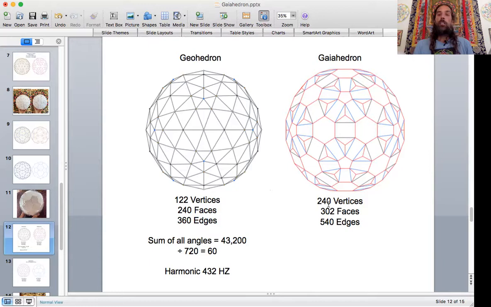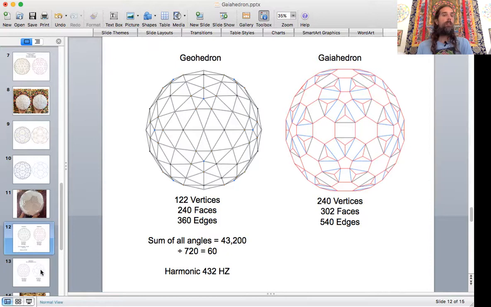The Gaiahedron here, I've described quite a lot: 240 vertices, 302 faces, 540 edges. I did the mathematics on that and broke it up as well. I forgot what that came up to, maybe 115, when you divide the sum total of the angles by 120. It didn't correspond as awesomely to this 432. It was like 808, I think, 80,820, something like that.